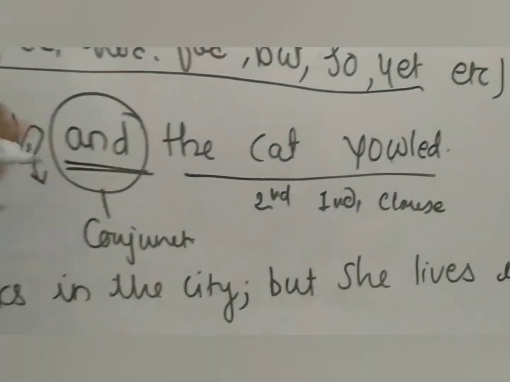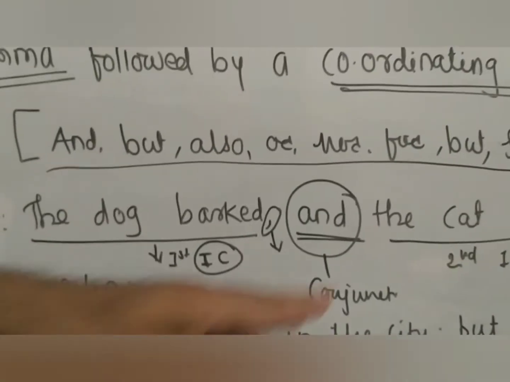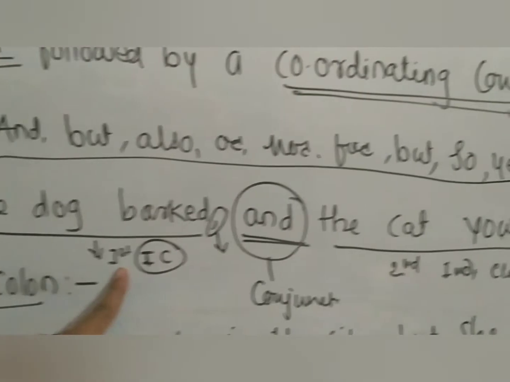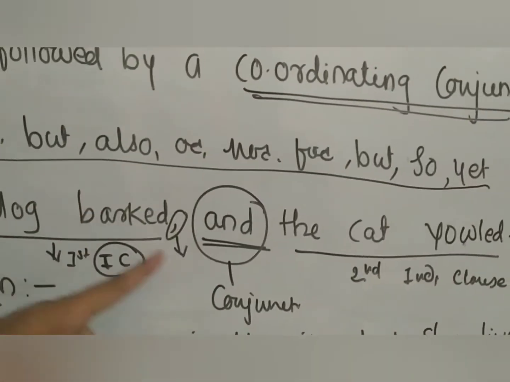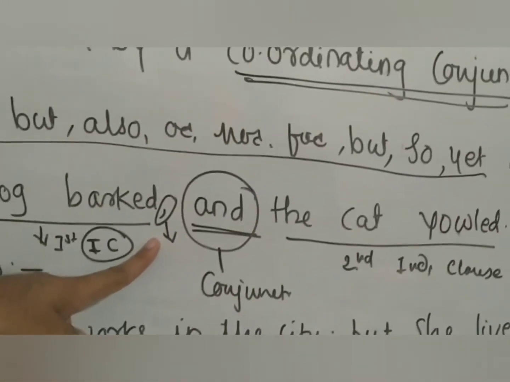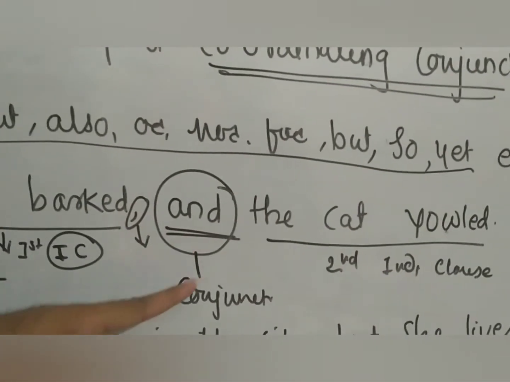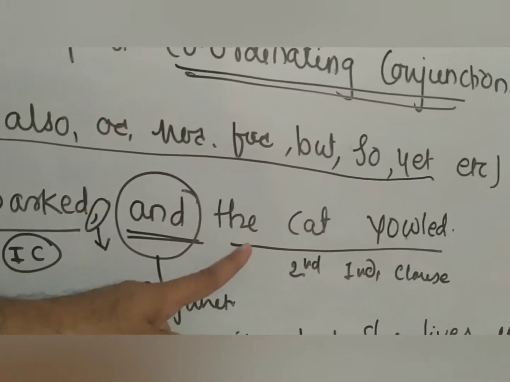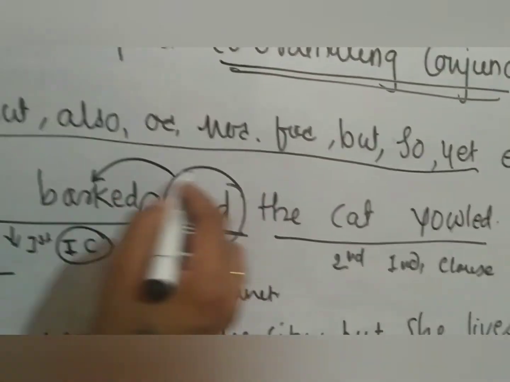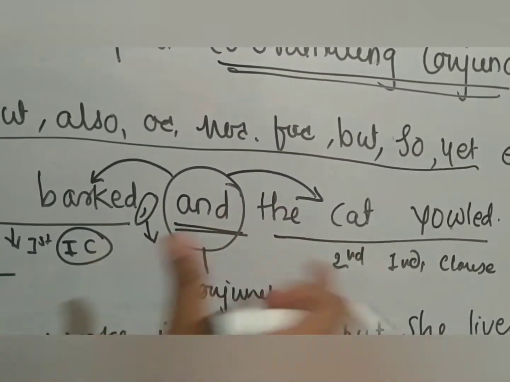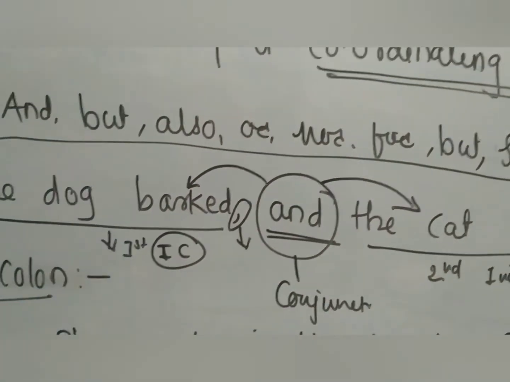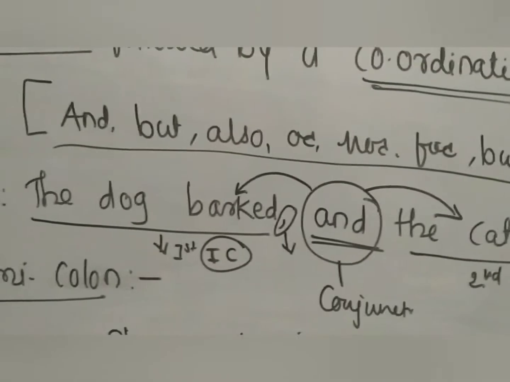Friends, with the help of the definition, we analyzed this sentence. First we get the first independent clause, the dog barked, then a comma. It is necessary to put the comma properly. Then 'and' is the coordinating conjunction, and the cat yowled. So these coordinating conjunctions join two clauses. That's why the first and second clauses are joined by a coordinating conjunction. So this is the analysis of the sentence.